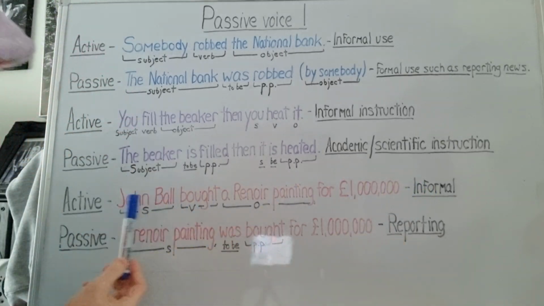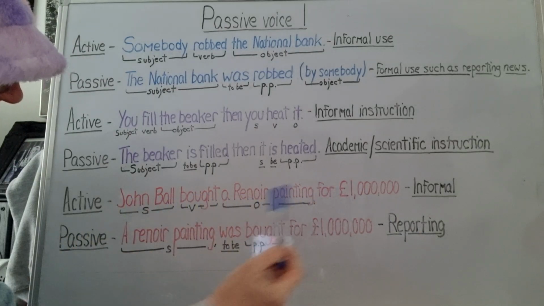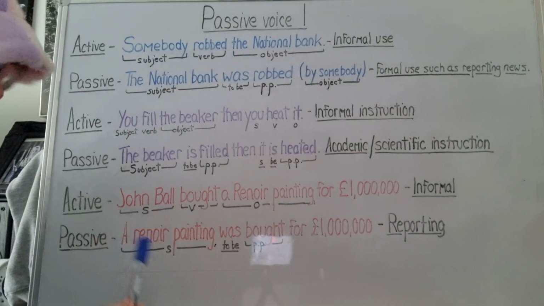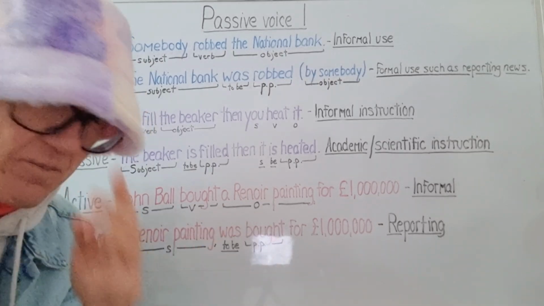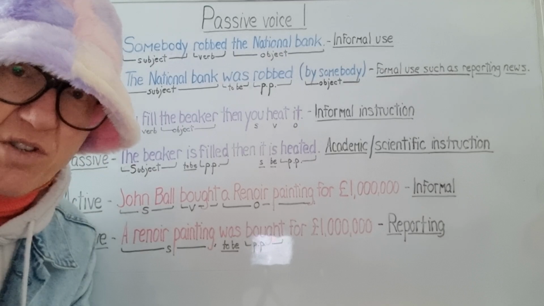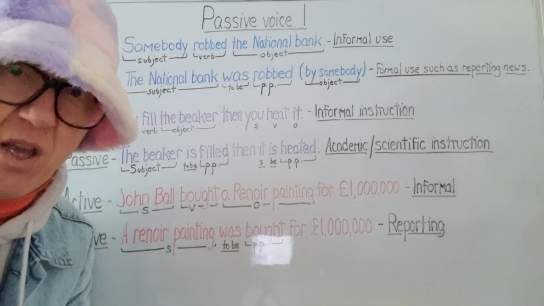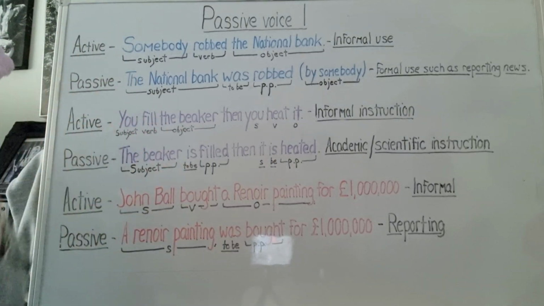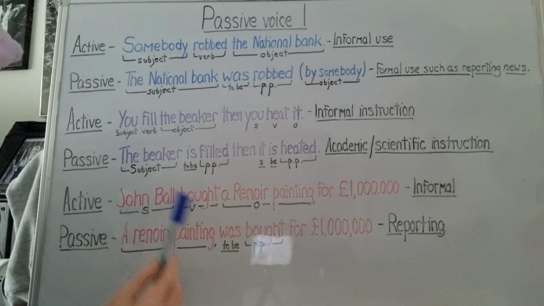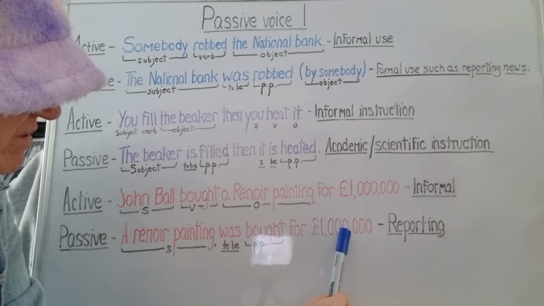That's informal. So when you're reporting this, you wouldn't say John Ball bought a Renoir painting. People would say, who's John Ball? If it's someone famous, then yeah, okay, mention the famous person. For example, Madonna bought a Renoir painting. Okay, that has some value because people care about Madonna and what paintings she owns, I suppose. But we don't care about John Ball. Sorry, John Ball. A Renoir painting was bought for £1 million.